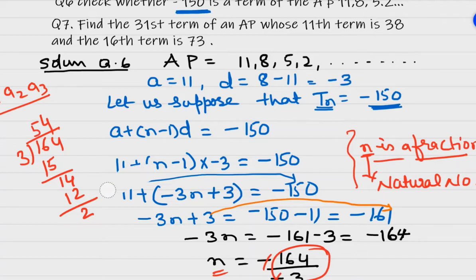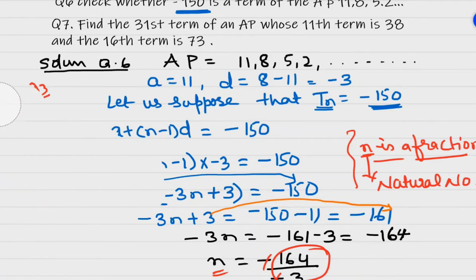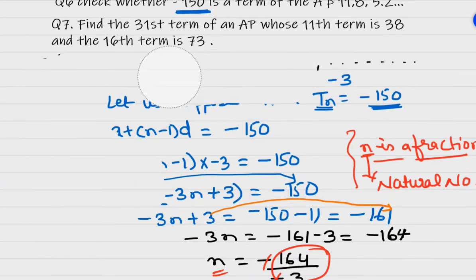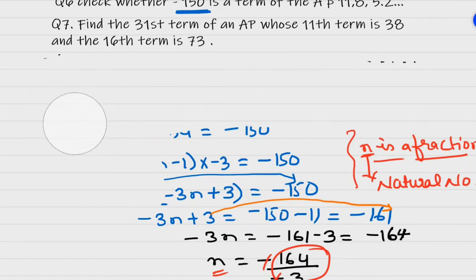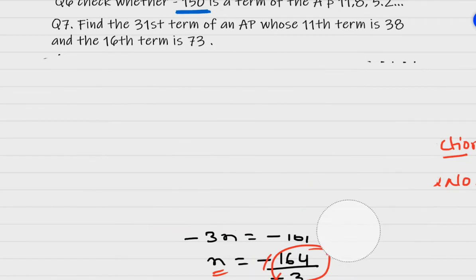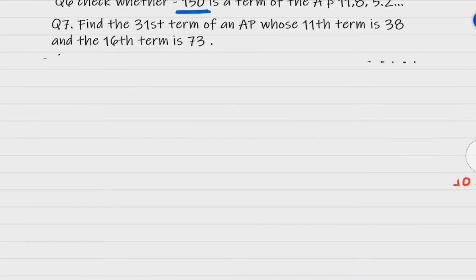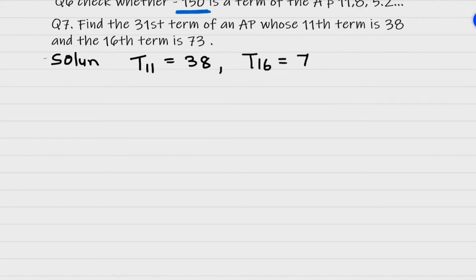Now let us see the next question. What is the next question? Find the 31st term of an AP whose 11th term is 38 and 16th term is 73. Children, to solve this question, simply put down what is given. The 11th term, that means T11, is equal to 38 and T16 is equal to 73.